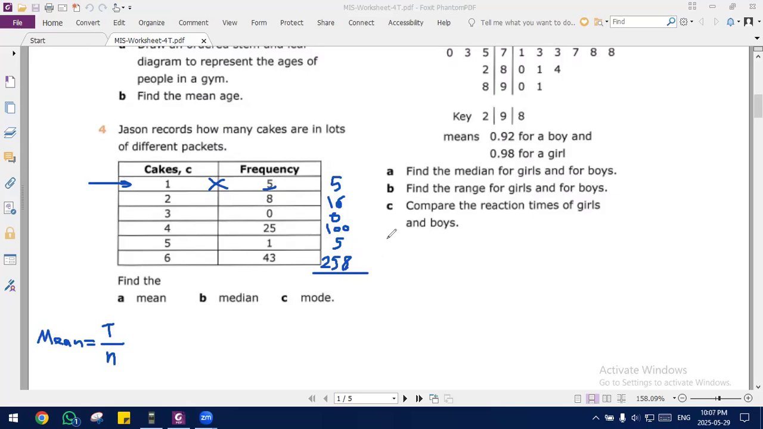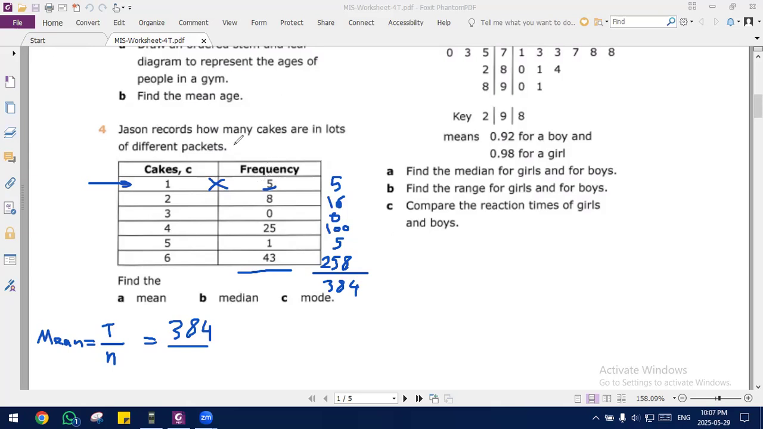258, 16, and this. Okay, 384. Then we need, so this is the total now. We get the total number of cakes, 384. Now we need to divide by, as I said, n, which is total frequency. So you add all of these.